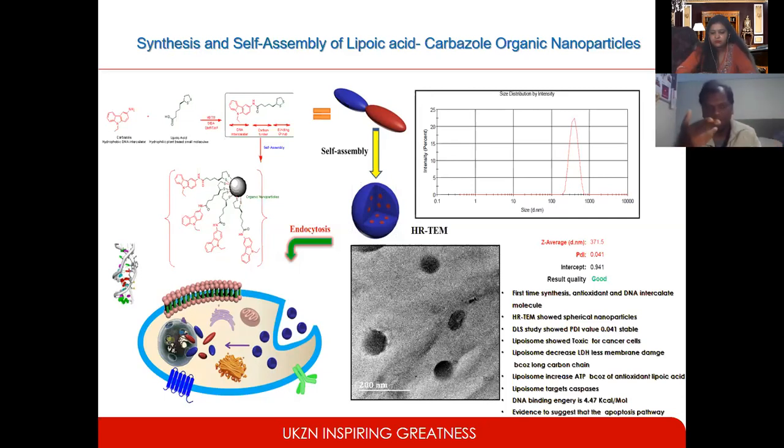For example, I took aminocarbosol. You can see the small molecule aminocarbosol in the left corner. Aminocarbosol is very good for DNA intercalation. The other molecule you can see is lipoic acid, a very good antioxidant from natural products. So what I did was react them together, create an amide bond, and convert them into one molecule. Two molecules become one molecule, combined together.